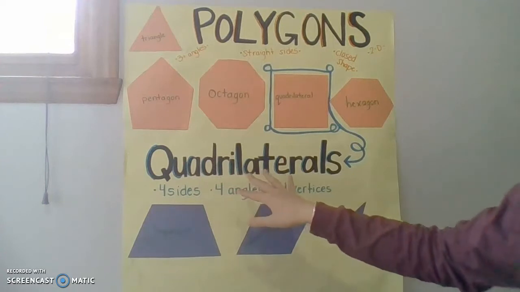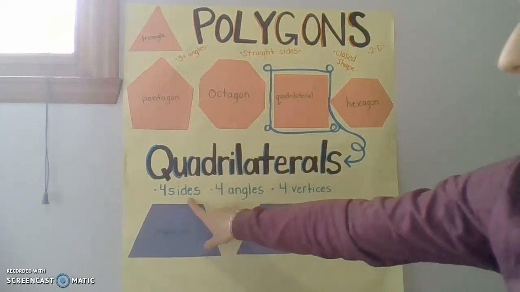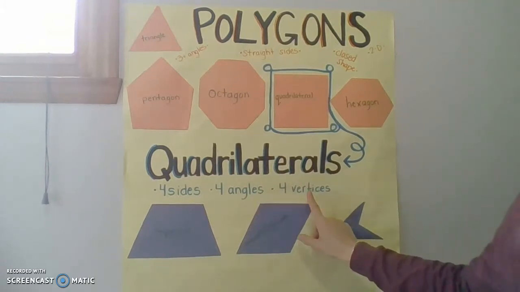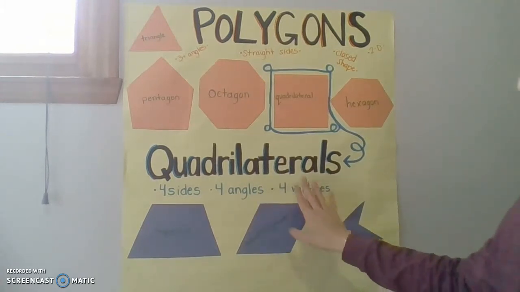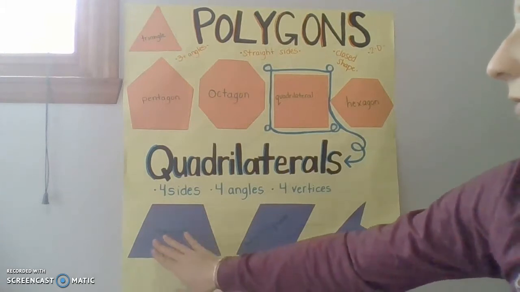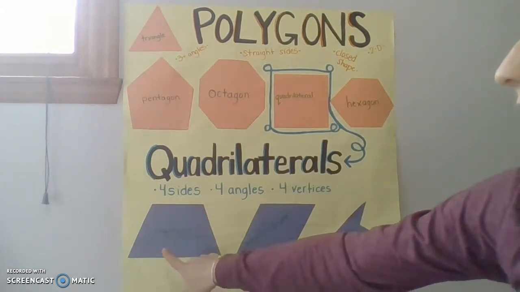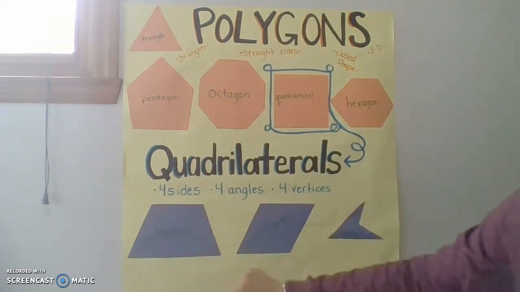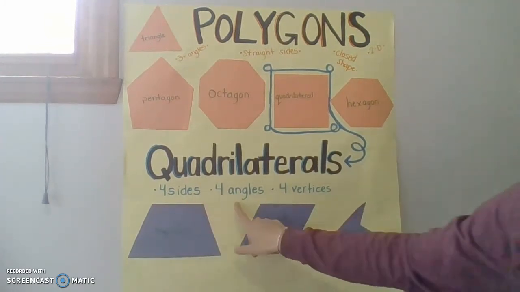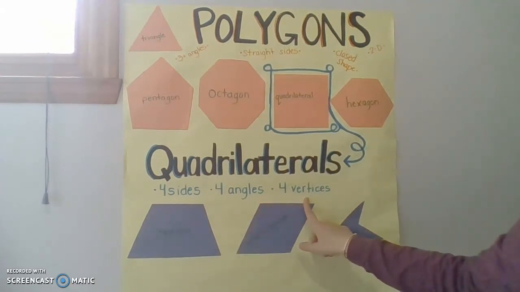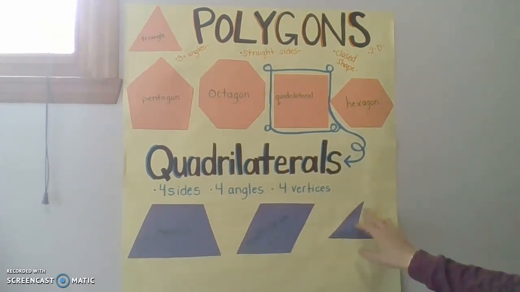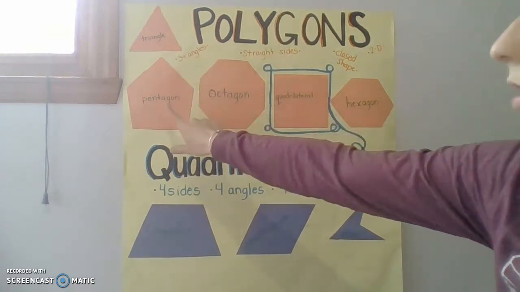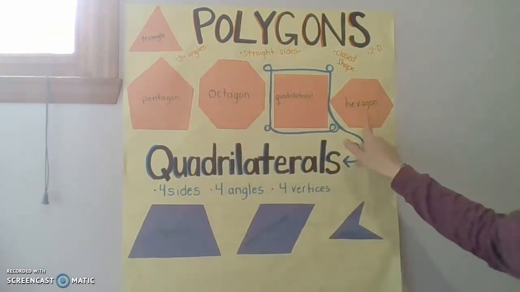Then we have quadrilaterals. They have 4 sides, 4 angles, and 4 vertex, which we'll be talking about today as well. We have different shapes in our quadrilaterals. So this is a trapezoid, parallelogram, which has the 4 sides, 4 angles, and 4 vertex, and then we have an arrow. Where in polygons, we have the triangle, pentagon, octagon, hexagon.